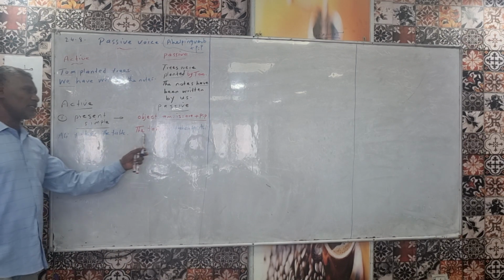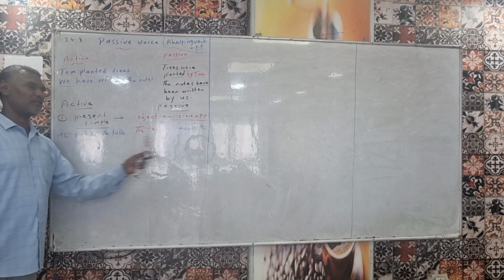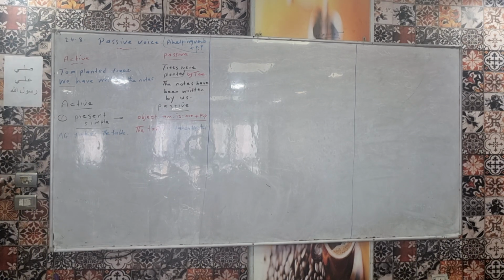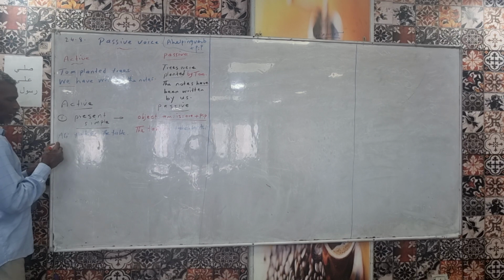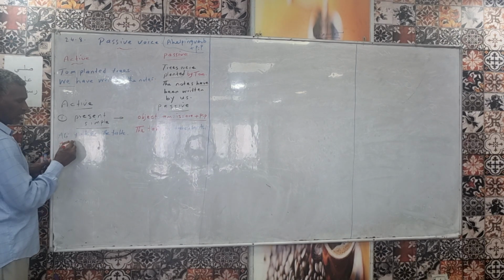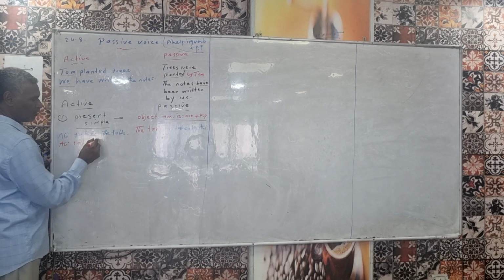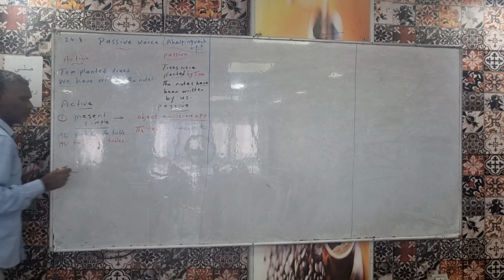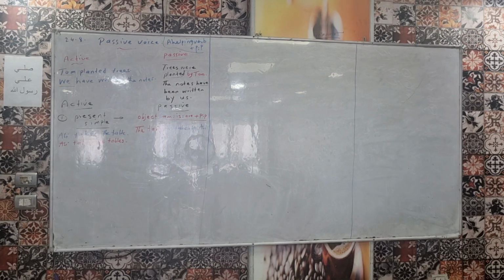So this sentence is in the active or passive? Passive. Now, Ali takes the tables. Is it an active voice or passive voice? Active voice. What is the subject of this sentence? Ali. What is the tense? Takes. What is the object? The tables.